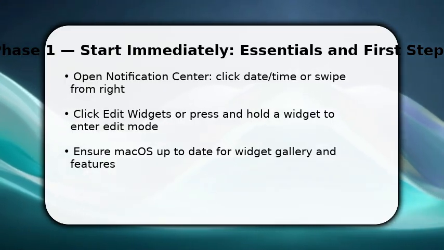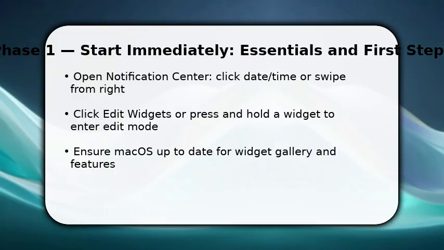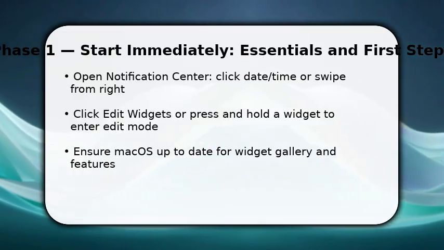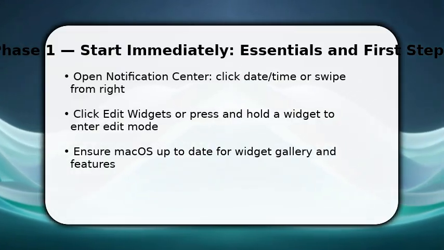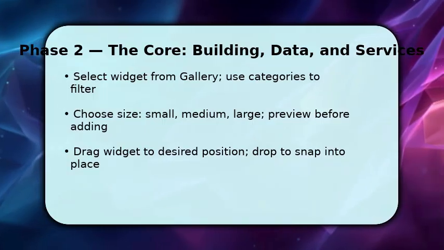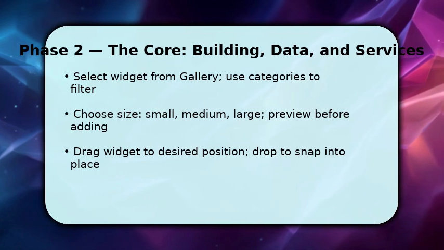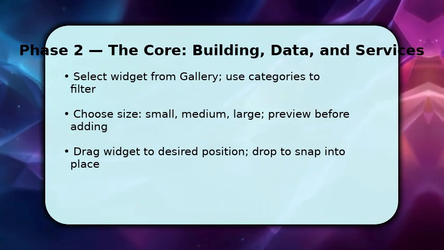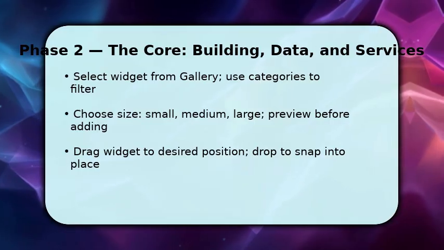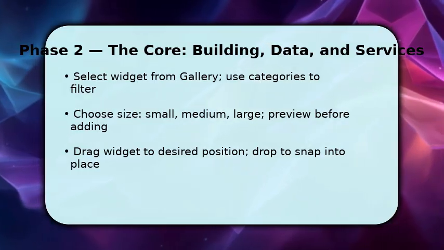After entering edit mode, you can immediately add, remove, or replace widgets, so go ahead and pick the first widget to change. Once in edit mode, open the widget gallery and select a category that matches what you need. You choose a size, small, medium, or large, and preview it before adding, because size affects displayed content.